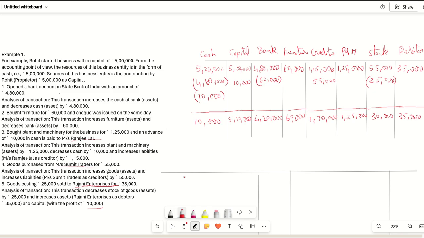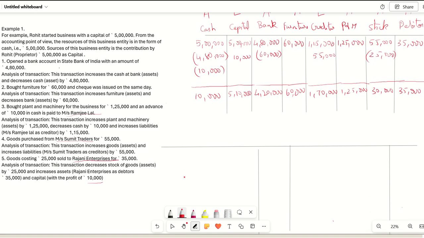Now we'll categorize the accounts. So cash is an asset. Capital will go to the liability side of the balance sheet, right? Bank is again an asset. Furniture is an asset. Creditor is a liability where the company owes. Then plant and machinery is a fixed asset. Stock is a current asset. We'll bifurcate even that. Debtor is a current asset. So all these are assets and liabilities which will find place in the balance sheet.